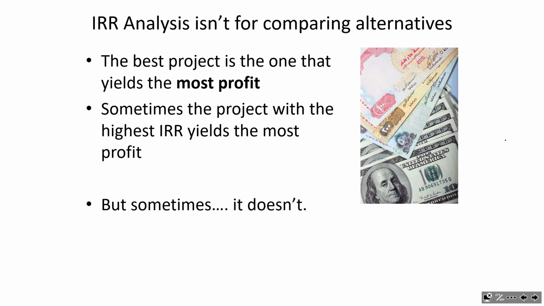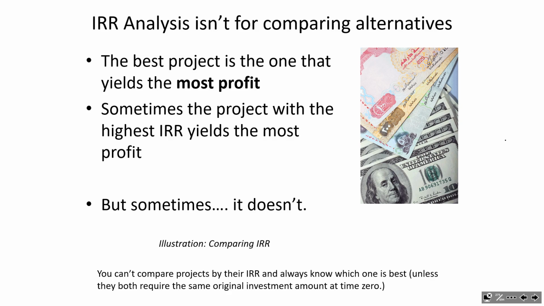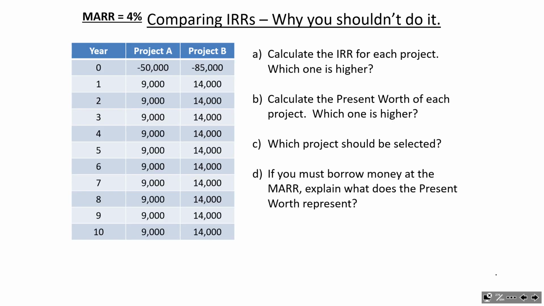And I've constructed one of those just to make the point with the in-class exercise that we're going to start on. So what we're going to see as we work through this together is that you can't just compare projects by their internal rates of return and know which one is best unless they both have the same initial investment at time 0 at the beginning of the study period. Now, the illustration we're going to look at is 2 projects, one of which is like the cheap alternative and one is the more expensive alternative.